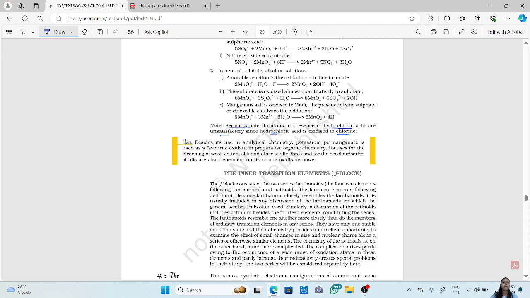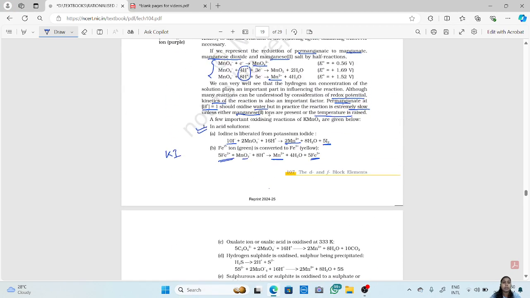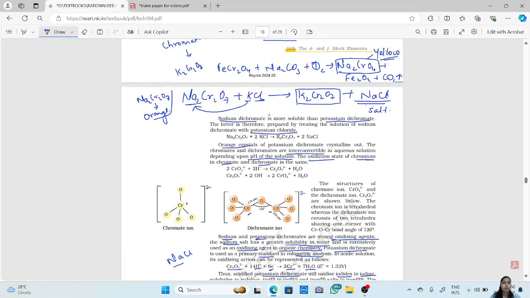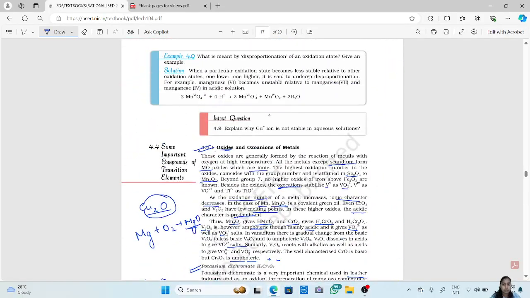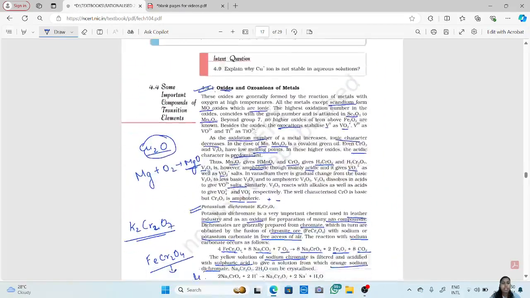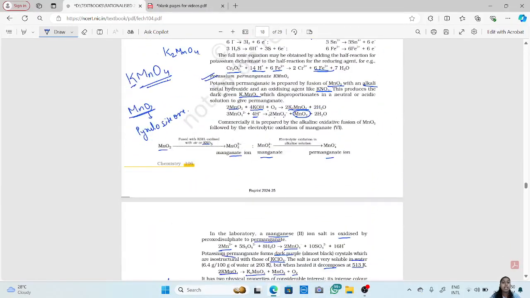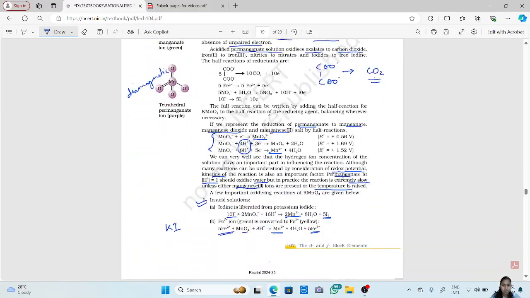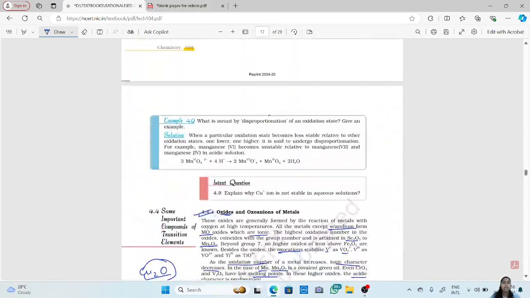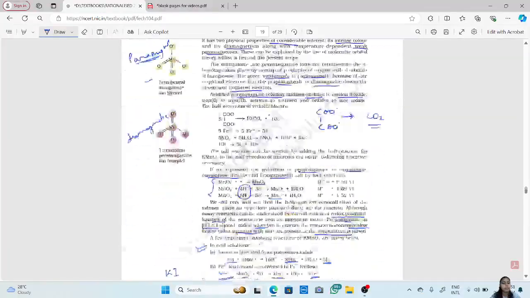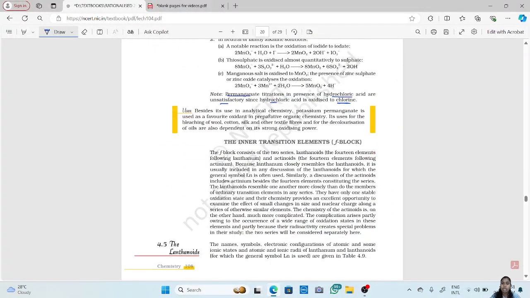So in today's class, we have seen the oxides and oxoanions of metals. In this, we have also seen the preparation of potassium dichromate and potassium permanganate and a few of their reactions. In our next class, we'll start with the inner transition elements.